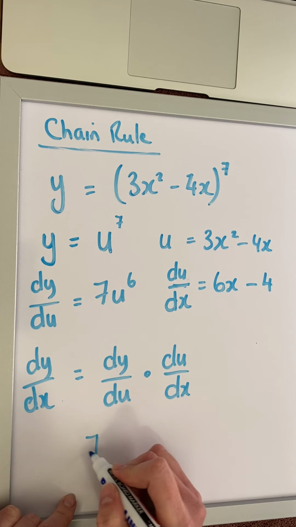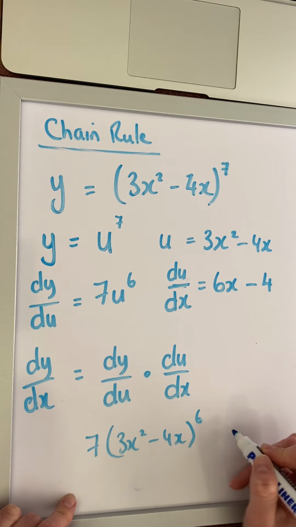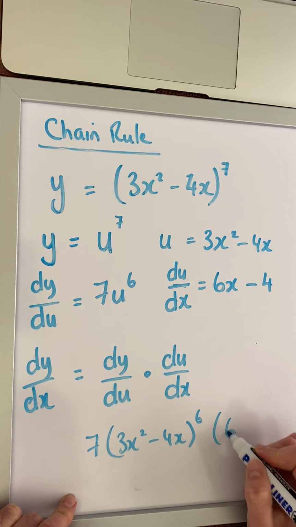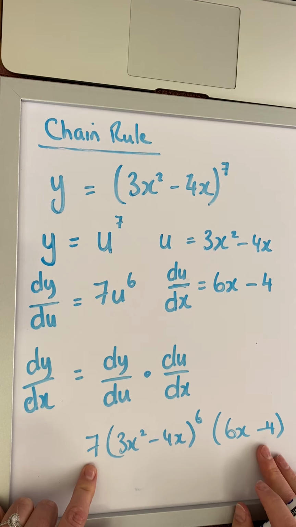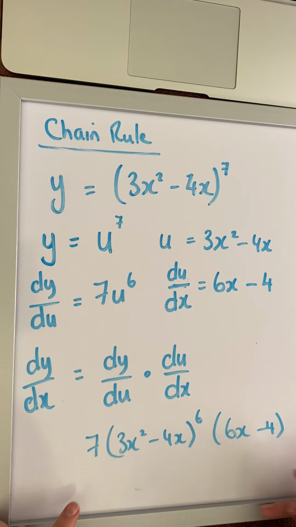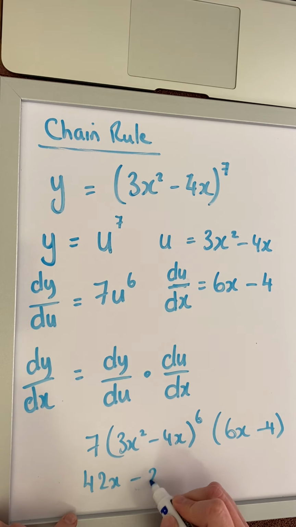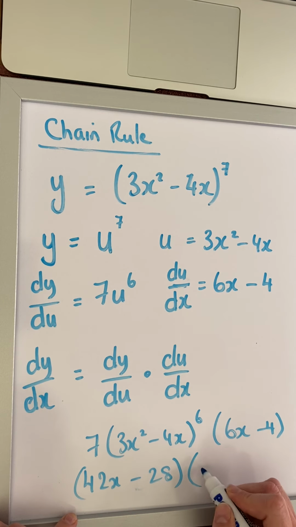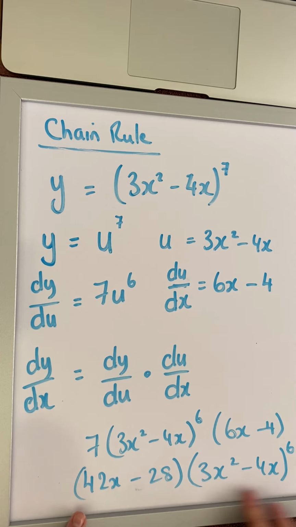So we have 7 by 3x squared minus 4x to the power of 6 multiplied by 6x minus 4. The only thing we can do to tidy this up is multiply the 7 by the 6x minus 4. So 7 times 6x is 42x, and 7 times minus 4 is minus 28. And we are multiplying that by 3x squared minus 4x to the power of 6. And that is our fully simplified answer. We can't actually simplify it any further than that.